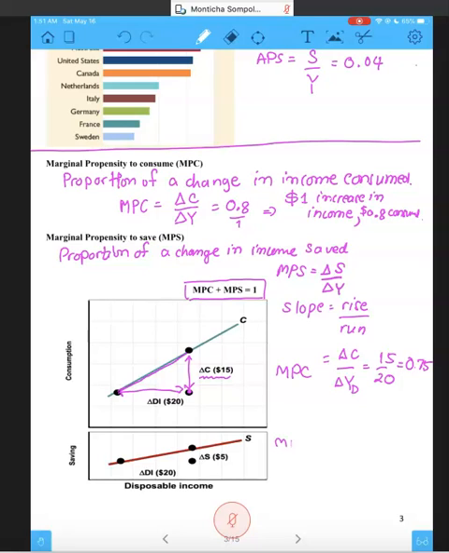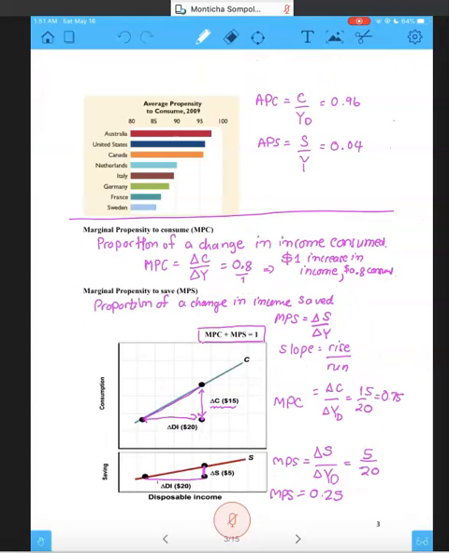MPS is similar. So rise over run again. Here's the rise and here's the run. Again, the run is when disposable income increases by $20, $5 will be saved, right? So that is a 1/4, which is 0.25. That's your MPS. All right, so you've got the formulas for MPS and MPC.